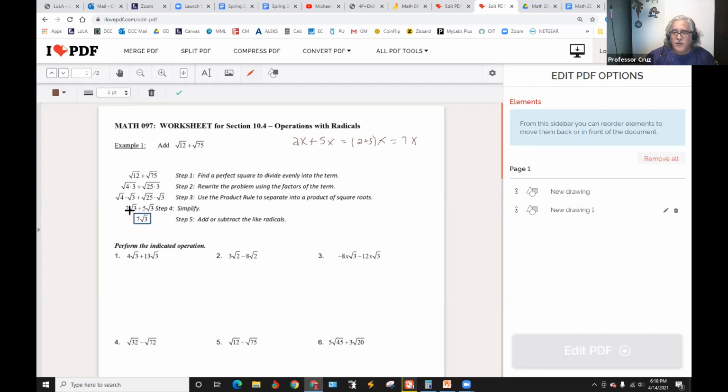So now these match. We got 2 square roots of 3 plus 5 square roots of 3. We've got apples and apples. We got 2 boxes of apples, and then 5 boxes of apples. We put it together, we got 7 of them. They're the same unit now, just like terms in a sense. So 2 plus 5 is 7.